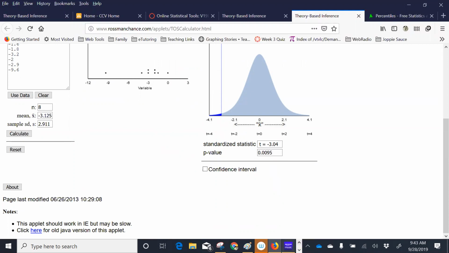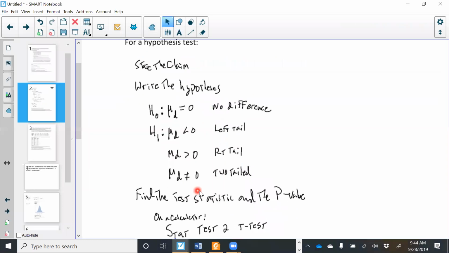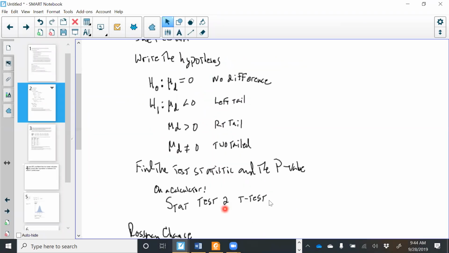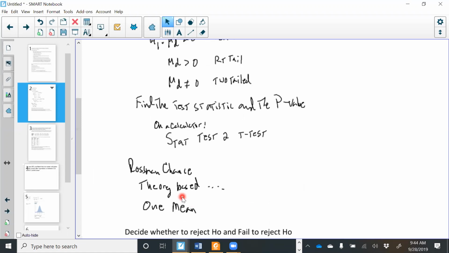So let me come back here to my slideshow. So that's that. If you have a graphing calculator, you can use that stat test too. Some of the MyOpenMath exercises have videos where I show you how to use the calculator, but you probably don't have a graphing calculator, so we're going to use this.